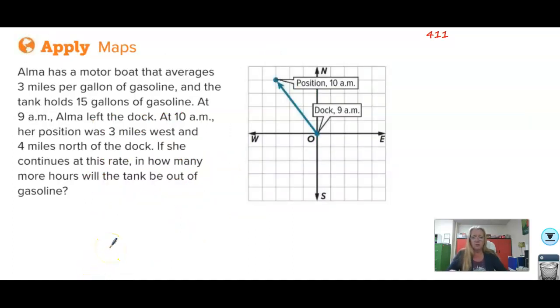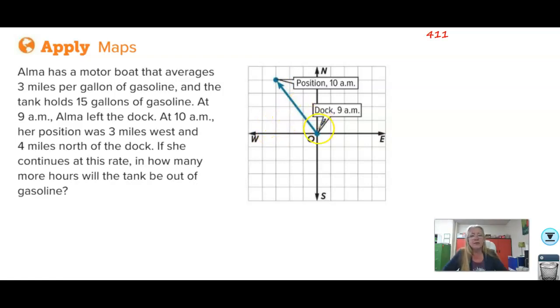And then we start the motorboat thing. I don't get the motorboat thing. They do like 2 example problems of this, and then they have one on the practice too. So they really like their boats. Alma has a motorboat that averages 3 miles per gallon of gasoline, and the tank holds 15 gallons of gasoline. At 9 a.m., Alma left the dock. At 10 a.m., her position was 3 miles west and 4 miles north of the dock. If she continues at this rate, in how many more hours will the tank be out of gasoline?